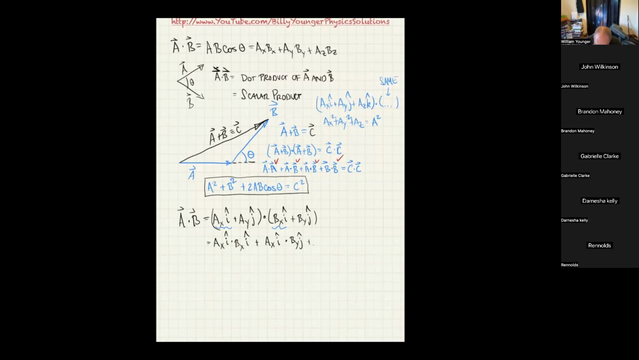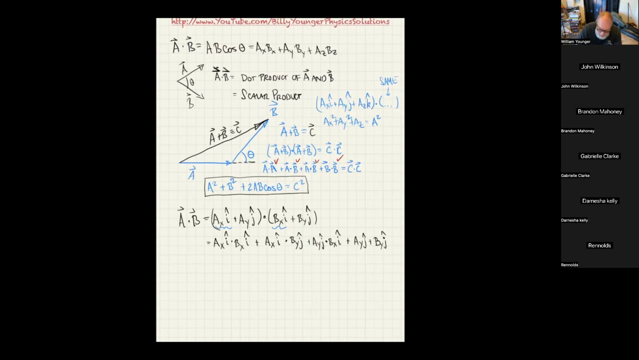So this is going to be plus AY j hat dotted with BX i hat. And now I've got to make the second term hit the second term. So in this case, it's going to be plus AY j hat plus BY j hat. Of course, you just had basically some more terms if it would have been an AZ k hat and a BZ k hat.